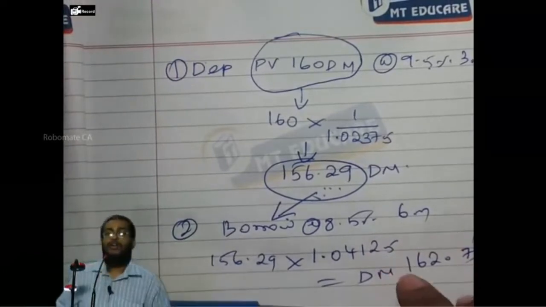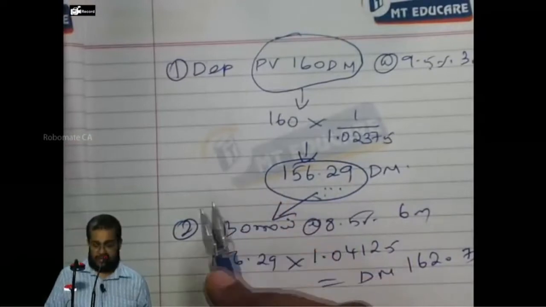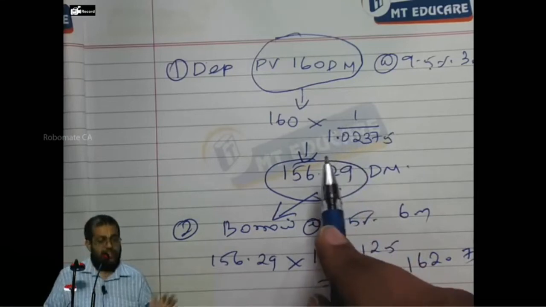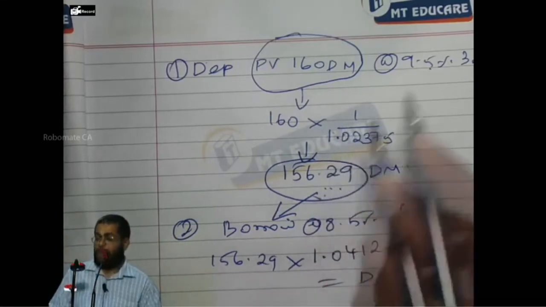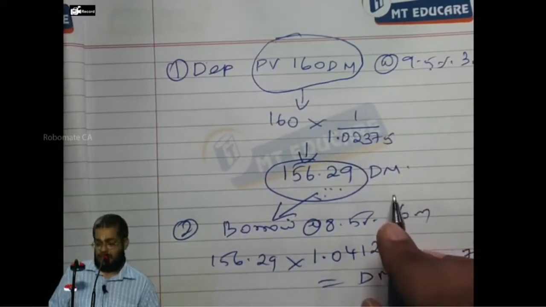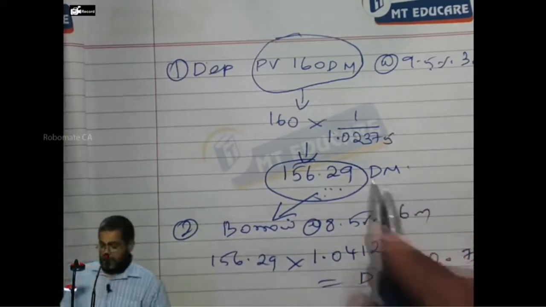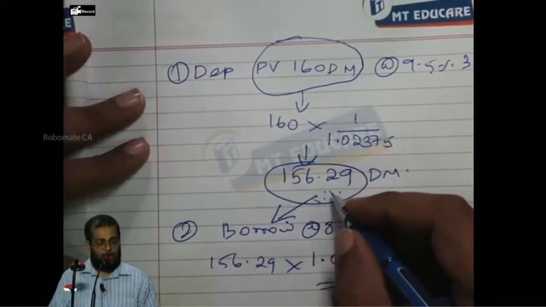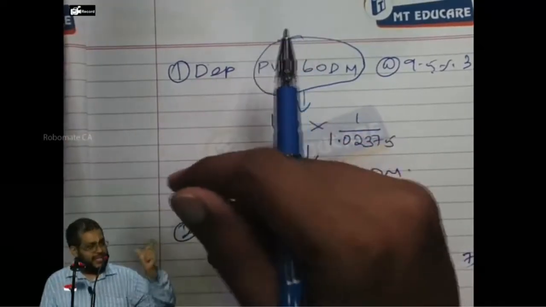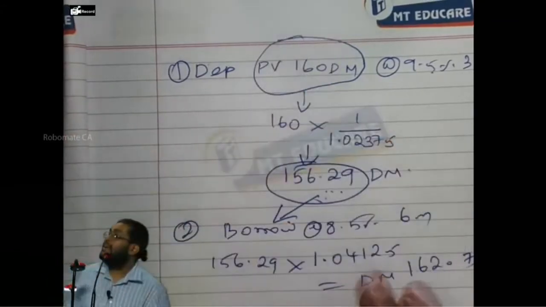Everybody following or not? Now, very simple. Tell me the procedure. Today I should deposit how many Deutsche Mark? 156.29. Today I should borrow how many Deutsche Mark? 156.29. I deposit this at what percent? 9.5, for how many months? 3 months. I borrow the same at what percent? 8.75%, for how many months here? 6 months. Point number 1 over. This deposit of 156.29 becomes how much? 160, after how many months? 3 months. That 160 deposit realization will be used to settle my what? Payable. Payable over. Right or not?